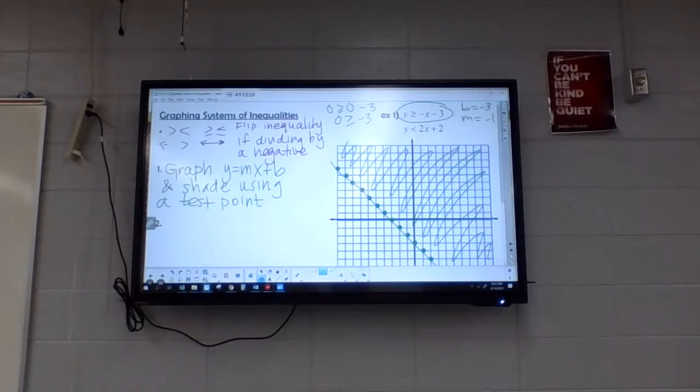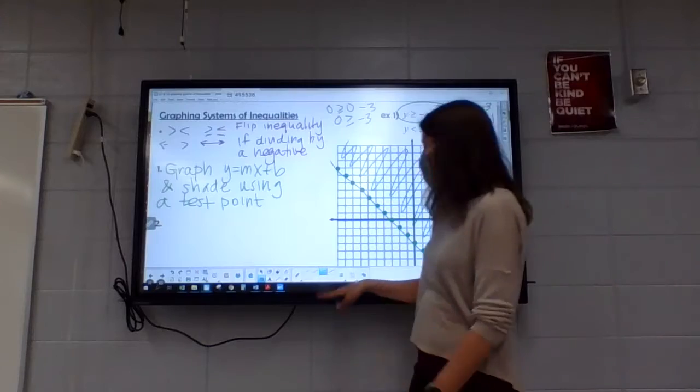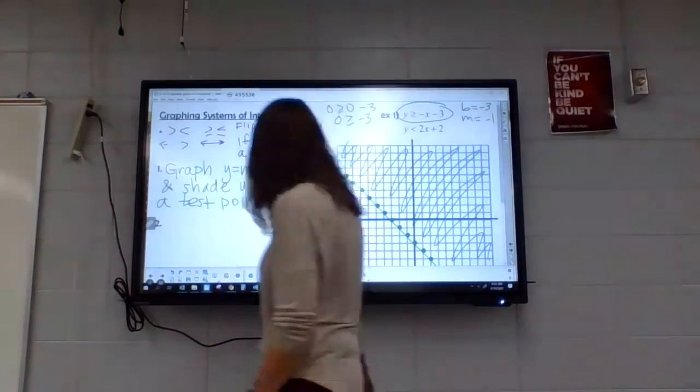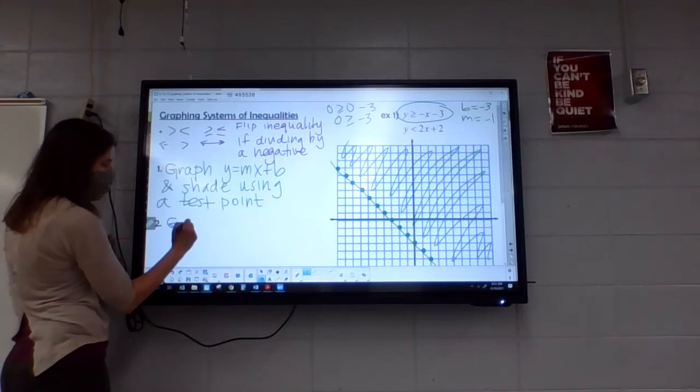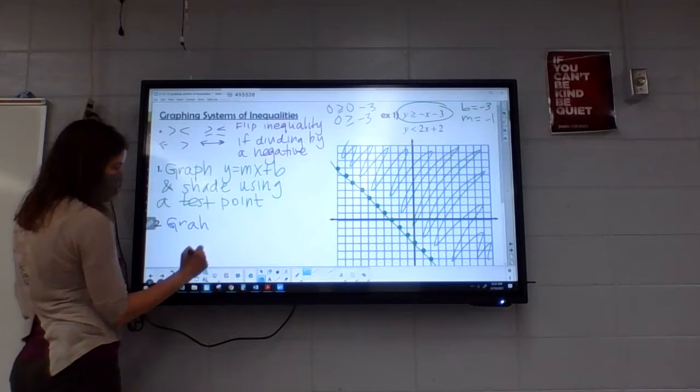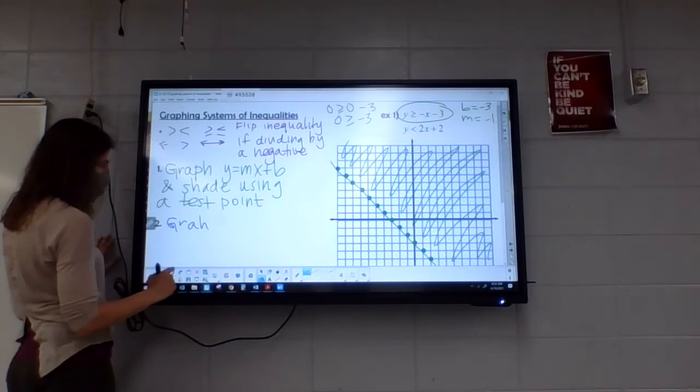Now we have to go and graph the other line completely. So hopefully you didn't color too dark. Every once in a while I have a student that's using like a black marker or something and they color it and you can't see any part of the graph anymore. But thank goodness you guys are smarter than that. So the next one we're going to graph using the same idea. So we're going to graph and shade the other line. If I can spell.